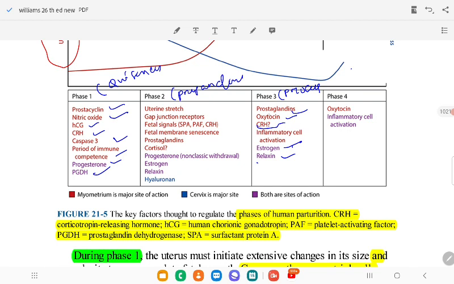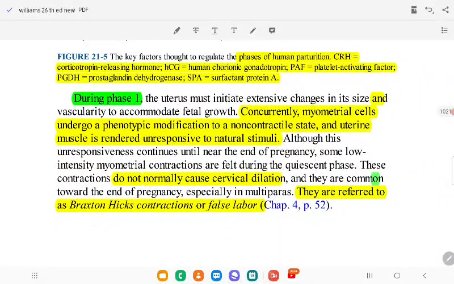Then phase 3, the process or stimulation. Labor has already started. What are the things that will stimulate labor? Prostaglandin, oxytocin, corticotropin releasing hormone, inflammatory cell activation, estrogen, relaxin. In the last phase, the recovery phase or parturient phase, oxytocin and inflammatory cell activation. Okay, what happens during phase 1?